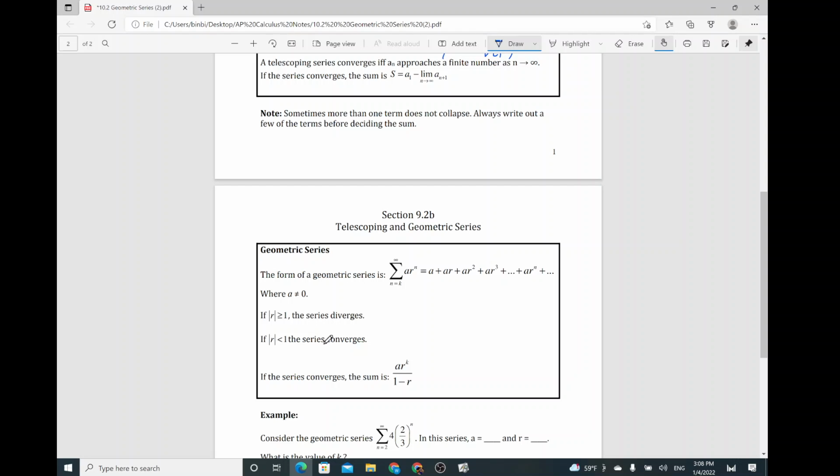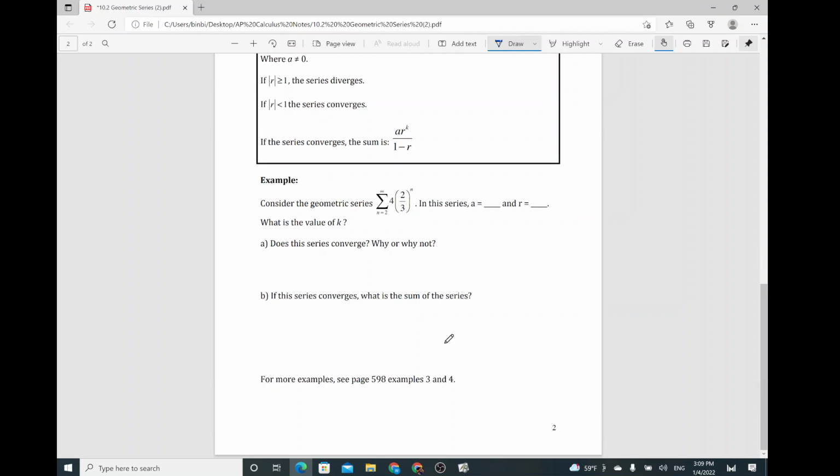So there are two conditions here. If the absolute value of r is greater than or equal to 1, the series diverges, because the sum is getting bigger and bigger. If the absolute value of the common ratio is less than 1, the series converges. If the series converges, the sum can be found by this formula: a times r to the power of k, where k is any natural number, all over 1 minus r.